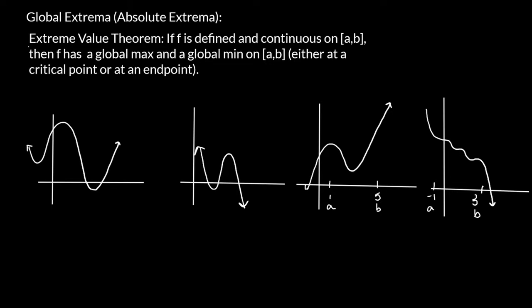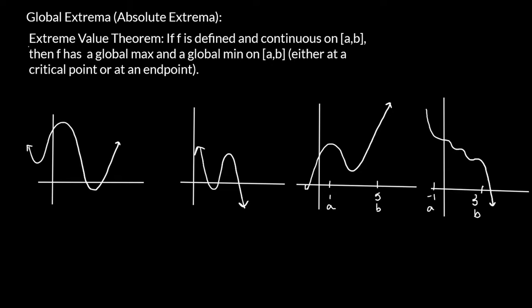We're going to look at global extrema or absolute extrema. The extreme value theorem states that if f is defined and continuous on a closed interval [a, b], then f has a global max and a global min on that interval [a, b]. And it's either going to happen at a critical point or at an endpoint on that interval.